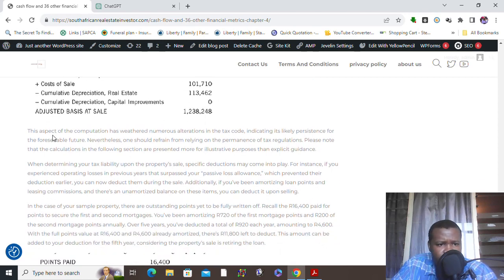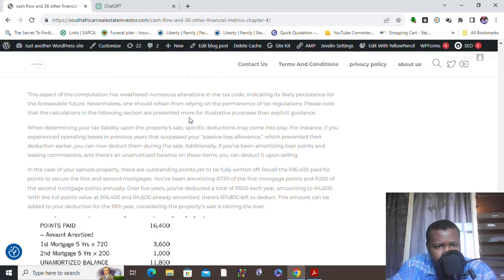This aspect of the computation has weathered numerous alterations in the tax code, indicating its likely persistence for the foreseeable future. Nevertheless, one should refrain from relying on the permanence of tax regulations. Please note that the calculations in the following sections are presented more for illustrative purposes than explicit guidance.